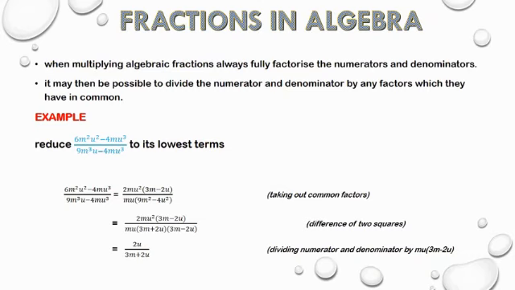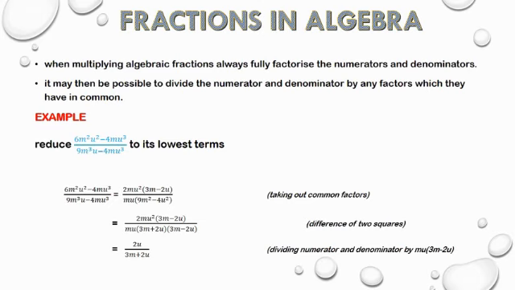So when we're dealing with algebra, we are dealing with numbers with letters, okay? In algebra, different letters cannot be added or subtracted, but they can be multiplied. When multiplying algebraic fractions, always fully factorize the numerators and the denominators. When you factorize, it may then be possible to divide the numerator and the denominator by any factors they have in common, okay? These two points, we're going to illustrate on this example.